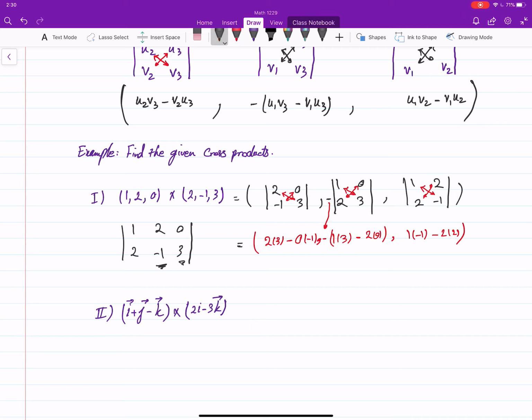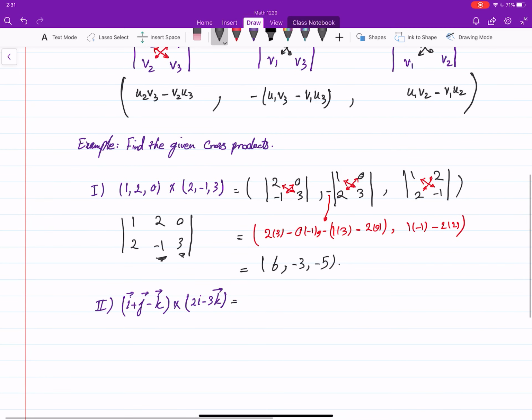Okay, let me get back to black. This is 6 minus 0, which is 6. This is 3 minus 0, which is 3, and there's a minus sign, so this is negative 3. And this, negative 1 minus 4, is negative 5. That is the cross product of these two vectors. Well, what will happen for the second one?